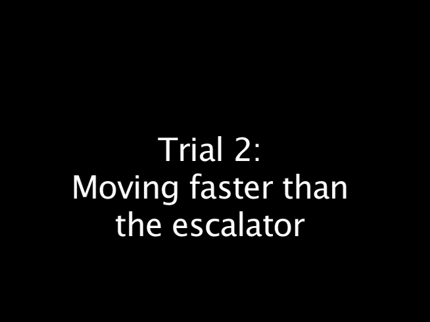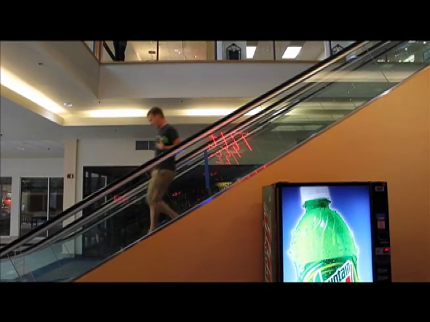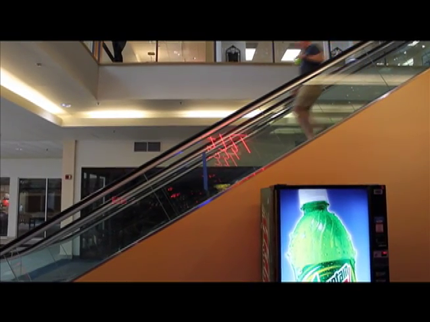Here Colin is moving faster than the speed of the escalator in the opposite direction. Notice that when he drops the ball, it stays by his side even though he retains his forward motion. Therefore, the ball has Colin's forward motion. You will see this from various speeds and angles.